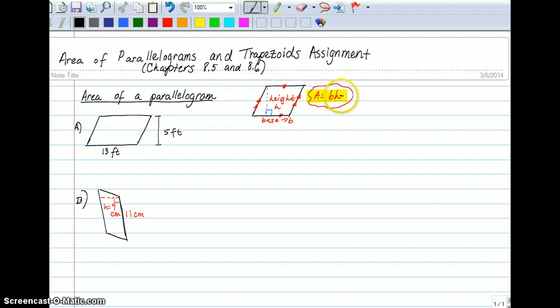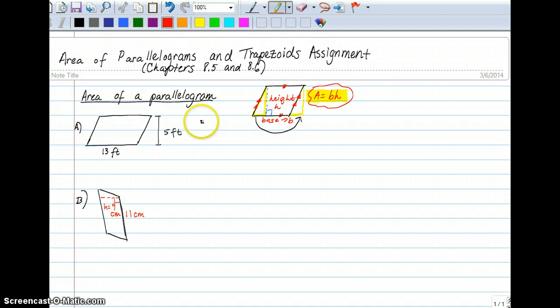Now all of the formulas that you'll need are actually on the back cover of your textbook. They're also in chapters 8.5 and 8.6, but if you want a quick reference, go to the back cover of your textbook. Now the reason that formula works, if you think of a rectangle, which is length times width, well, if I took that little triangle and moved it over here and put it right here, you can see that this then becomes a rectangle, like length times width. All right, so that's the conceptual reason that works, but now let's go ahead and find the area.